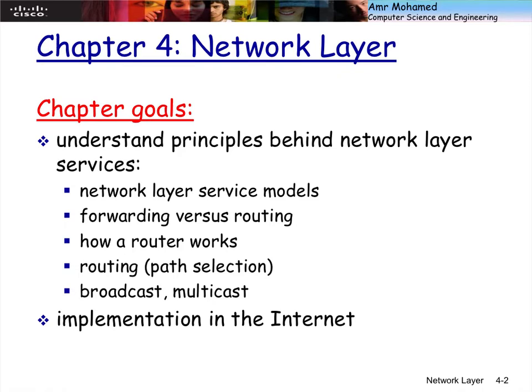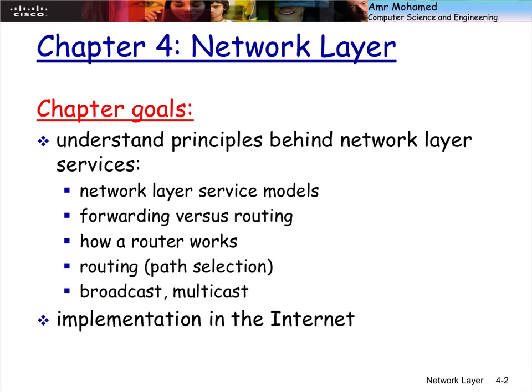Where is the brain? Where is the routing performed? Where is the hardware? Where is the software? How do they interact? Things like that. So it will be like a crash computer architecture course. Then we'll talk about routing and path selection.